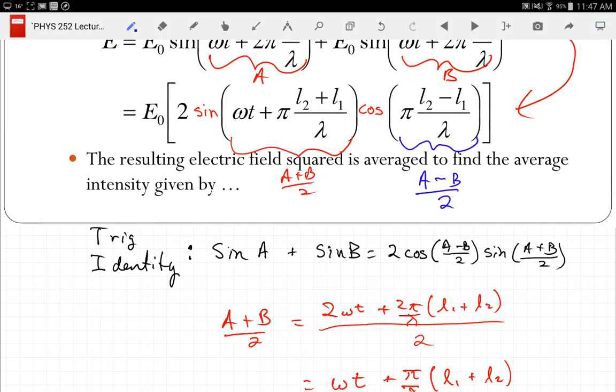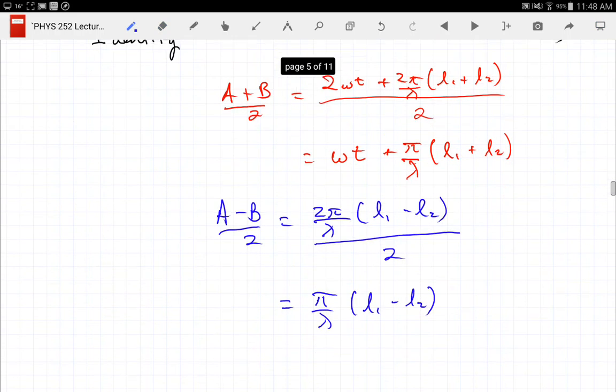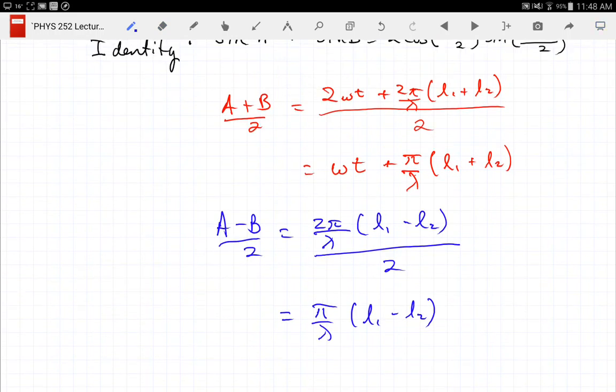Now you look at my answer and their answer, and you notice a difference. What's the difference? Here, pi times L2 minus L1 over lambda. Here, pi over lambda times L1 minus L2. What's the difference? Yeah, one is minus the other. And you might say, oh, Richard made a mistake.